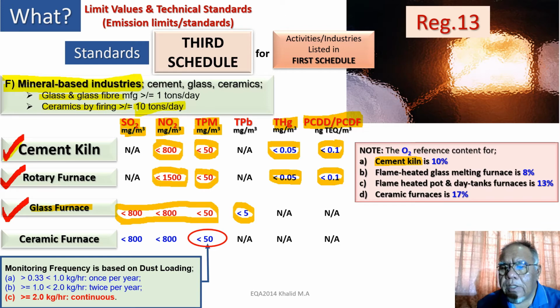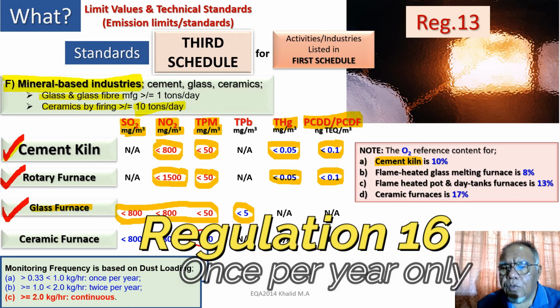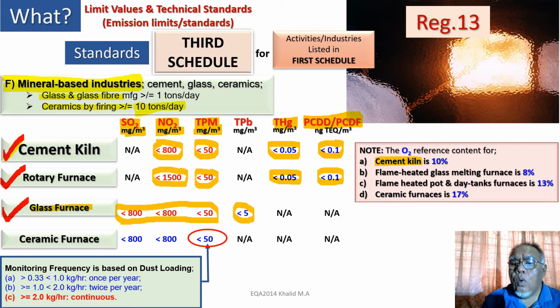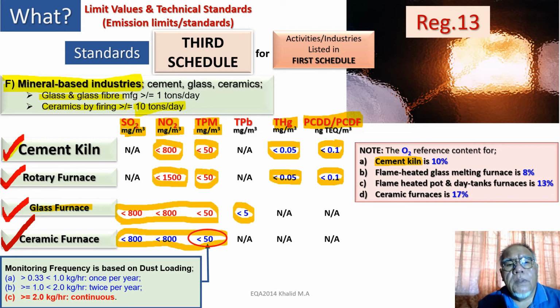I have checked regulation 16 on the frequency of monitoring. They are required only once a year. The same thing for glass furnace. Total lead monitoring is only required once a year. However, ceramic furnace, 3 parameters: sulfur dioxide, nitrogen dioxide, and also total particulate matter. Listen carefully. For this one, all these three parameters actually initially do not require CEMS. It's just a periodic sampling once per year based on regulation 16.